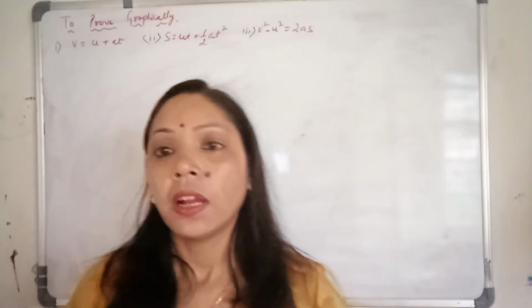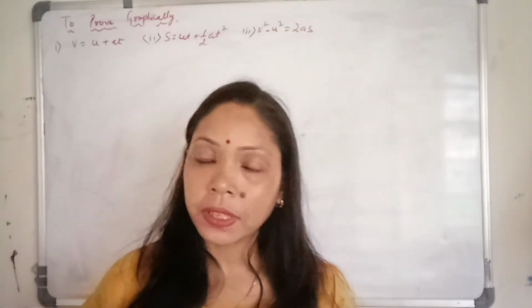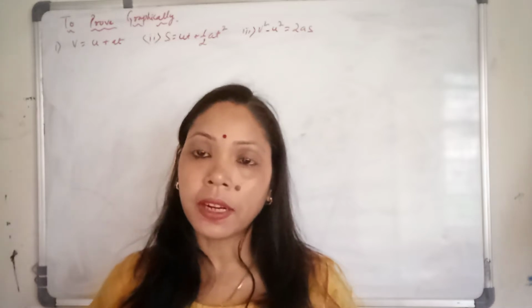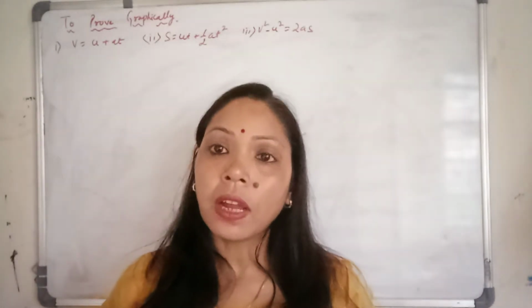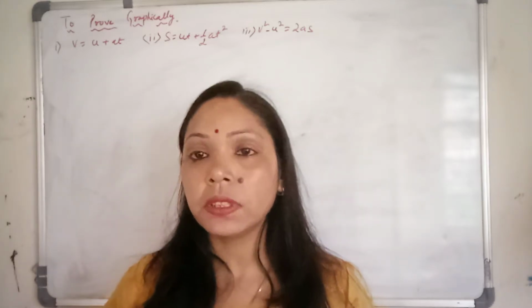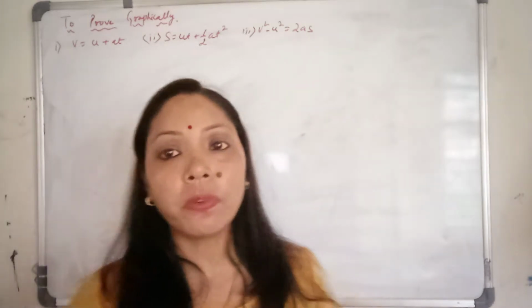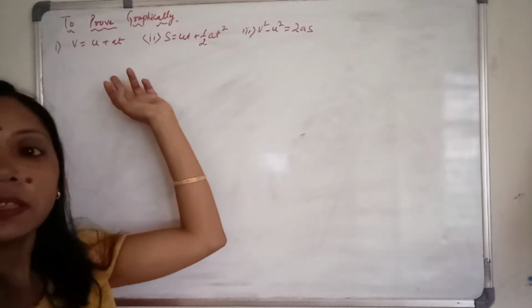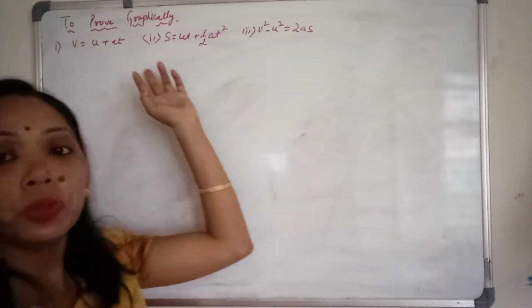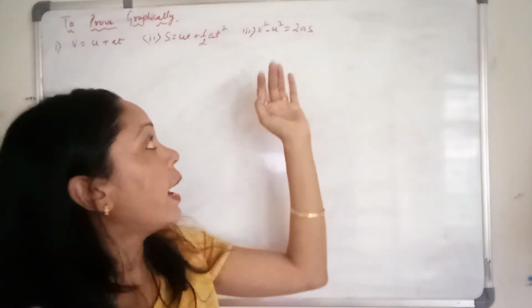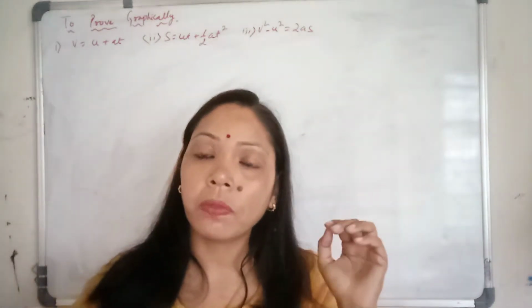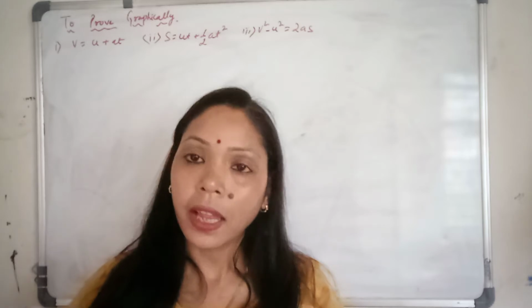Hello students, I hope all of you have understood the previous video regarding graphical representation of motion. Now we are going to use graphical representation of motion to find these equations: v equal to u plus at, s equal to ut plus half at square, and v square minus u square equal to twice as.